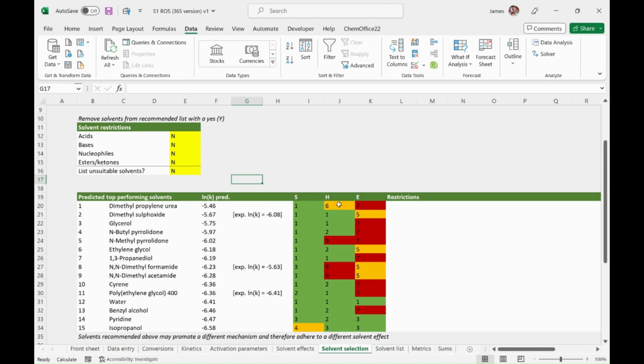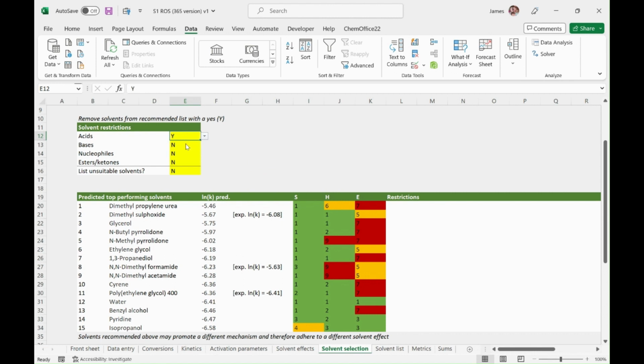Now, this solvent is not particularly green. We have moderate health hazards, and we also have the problem of a high boiling point, resulting in a high score in this category. So what we can do is refine the search a bit more. We can exclude certain different types of solvents.